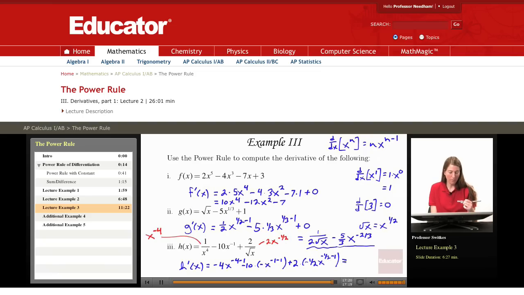So we have a negative 4x to the negative 5th. We could write that as negative 4 over x to the 5th. We have a positive 10x to the negative 2nd. We could write that as a 10 over x squared. And we have a negative 1x to the negative 3/2. So that's a negative x to the negative 3/2. And that completes this example.